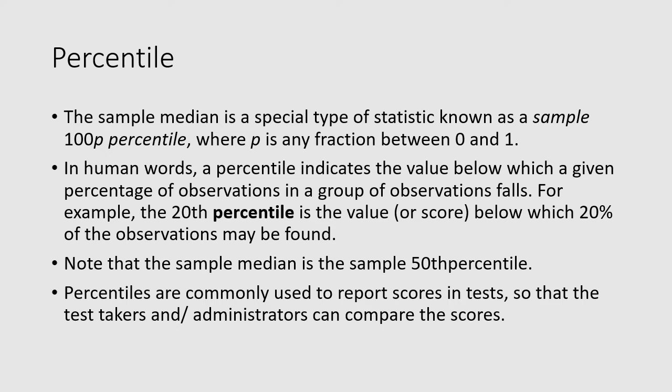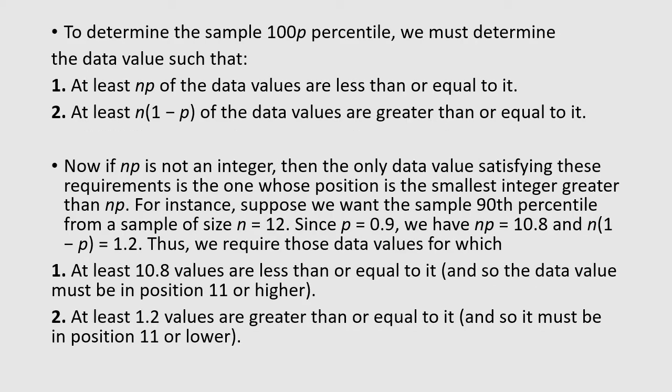Now let's get down to the calculation. How do we determine the sample 100p percentile? We must first determine the data value such that at least n times p, where n is the sample size and p is the percentile, of the data values are less than or equal to it, and at least n times 1 minus p of the data values are greater than or equal to it.